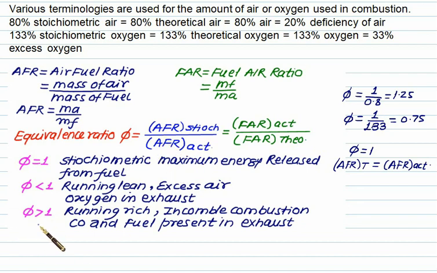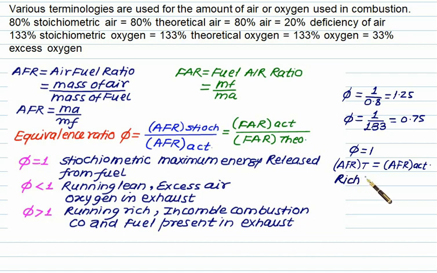And if the mass of air by mass of fuel ratio is less than the theoretical value, then we have more fuel and less air. That is called the rich mixture. Rich mixture means more quantity of fuel, lean mixture means less quantity of fuel. When we have a rich mixture and we are supplying a lower air-fuel ratio than the theoretical, the combustion is incomplete. If the combustion is incomplete, then we have the presence of carbon monoxide.